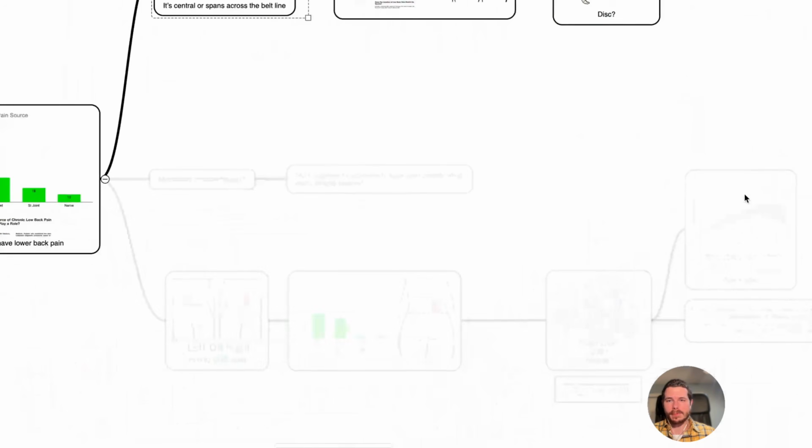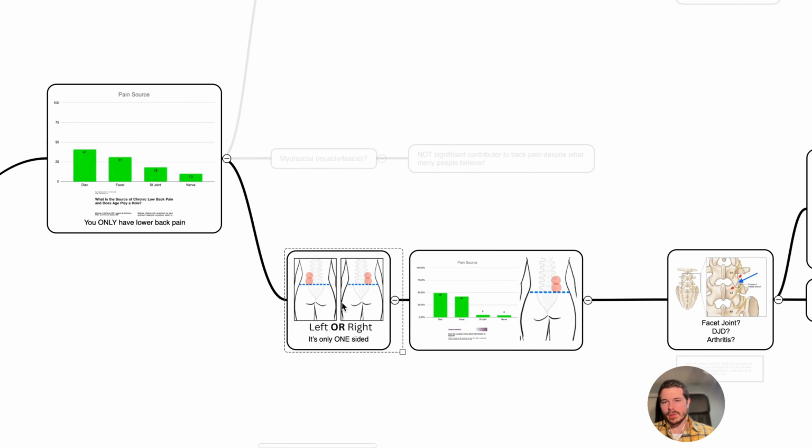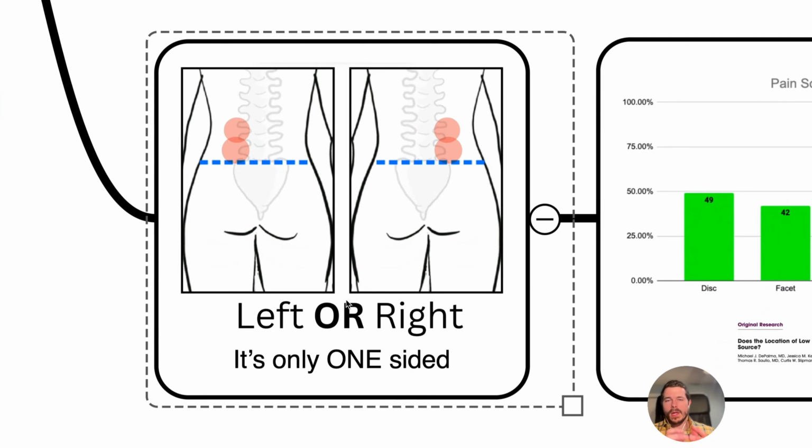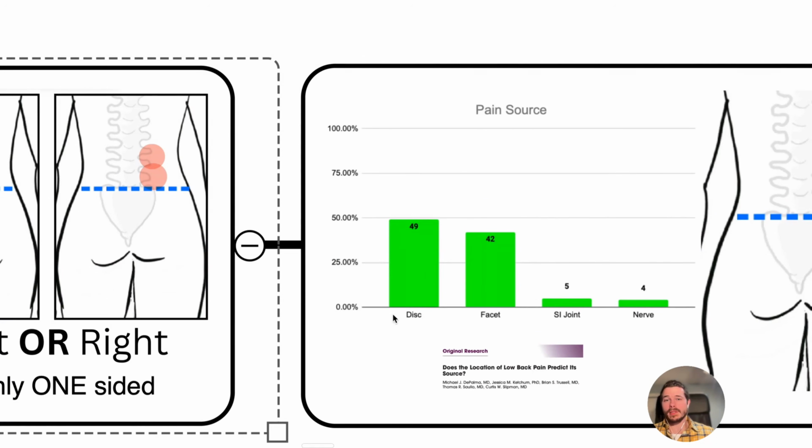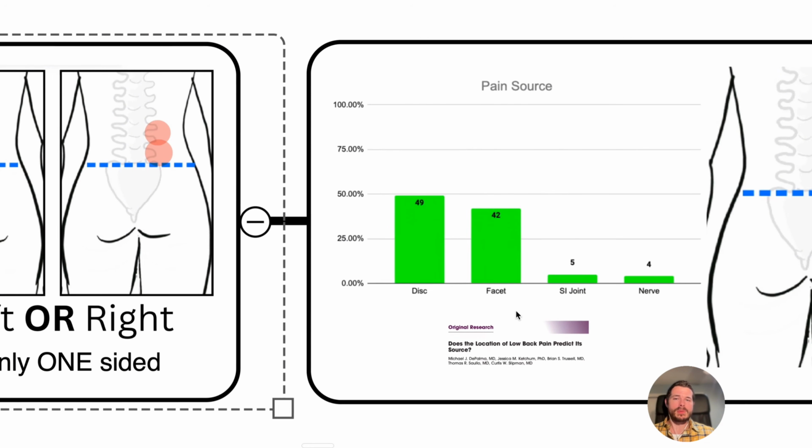Now, let's just say that you don't have central lower back pain. You only have left or right-sided back pain, just off the side of the spine or kind of in this flank area over here. Well, what's the most likely cause? We see, again, disc problems can cause just one-sided back issues, but facet joint problems become a little bit more likely. The probability goes up. SI joint nerve pretty much goes to nothing.